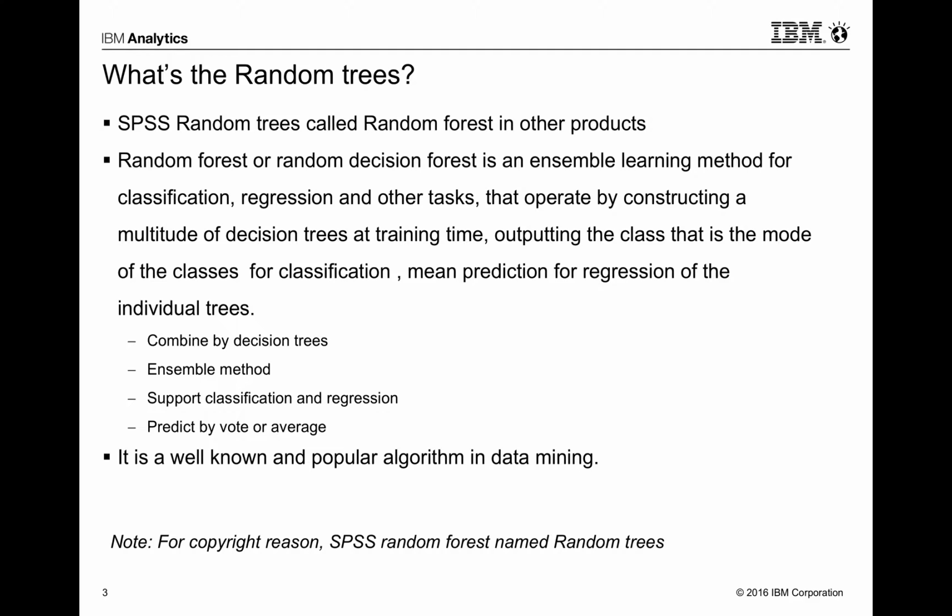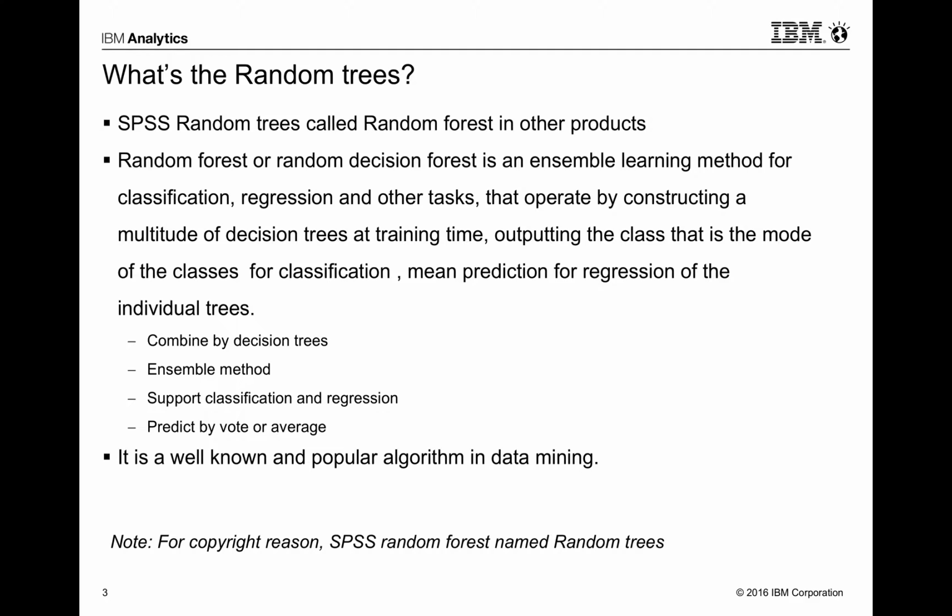I will read it. Random forest, or random decision forest, is an ensemble learning method for classification, regression, and other tasks that operates by constructing a multitude of decision trees at training time, outputting the class that is the mode of the classes for classification, or the mean prediction for regression, of the individual trees.